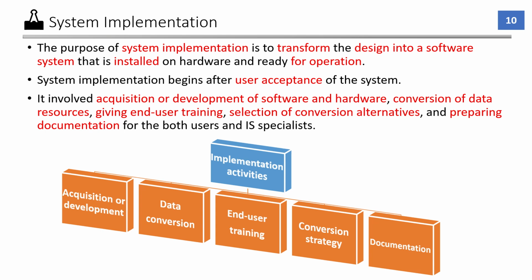First, the organization acquires or develops the required hardware and software. Next, data conversion is done to move data from the old system into the new system. Users are then given training so they know how to use the new system correctly. A conversion strategy is chosen to decide how the old system will be replaced by the new one. Finally, documentation is prepared for both users and IT specialists.